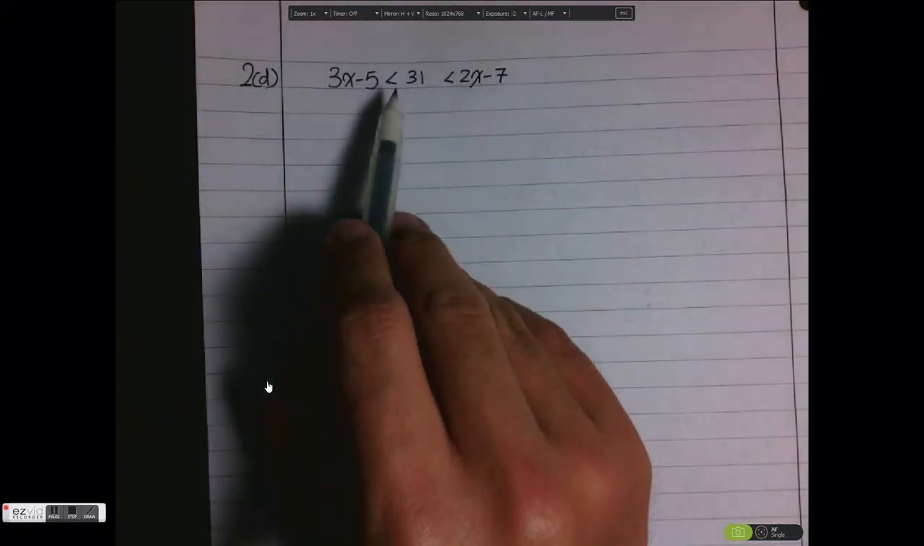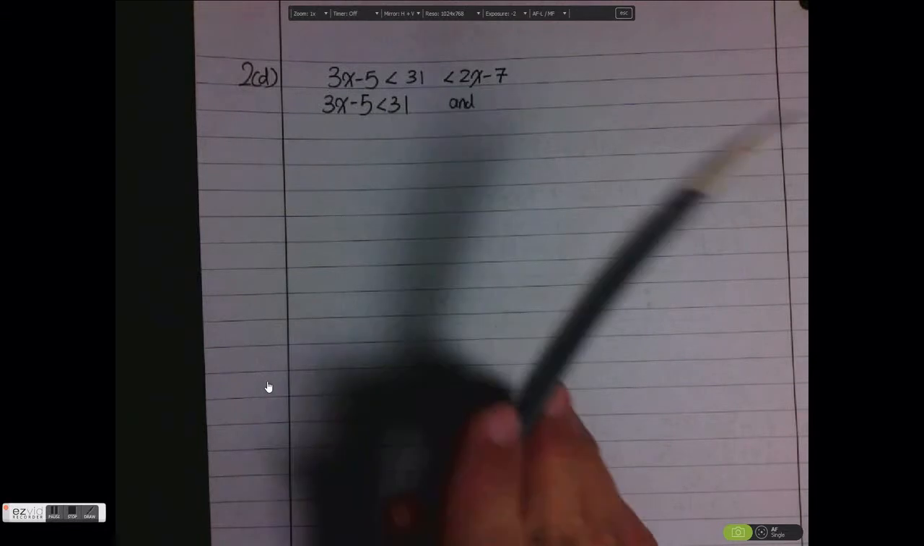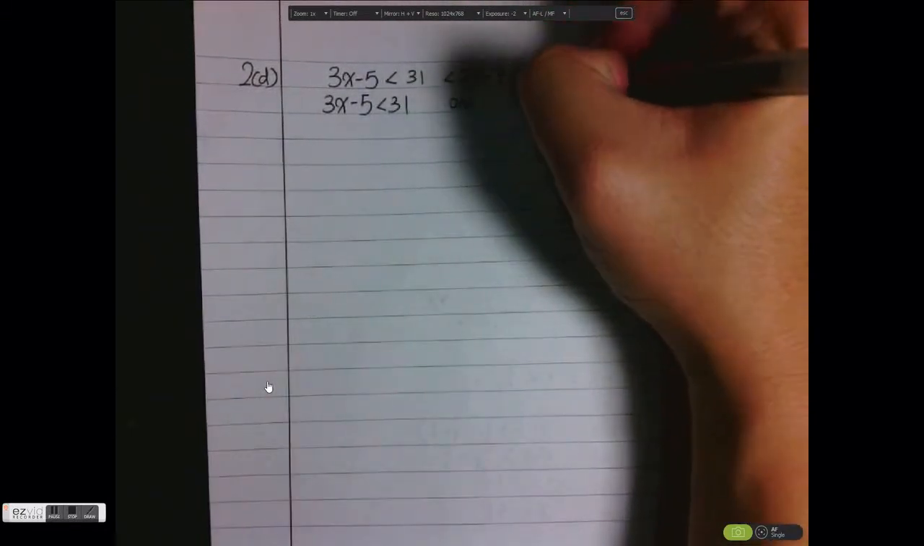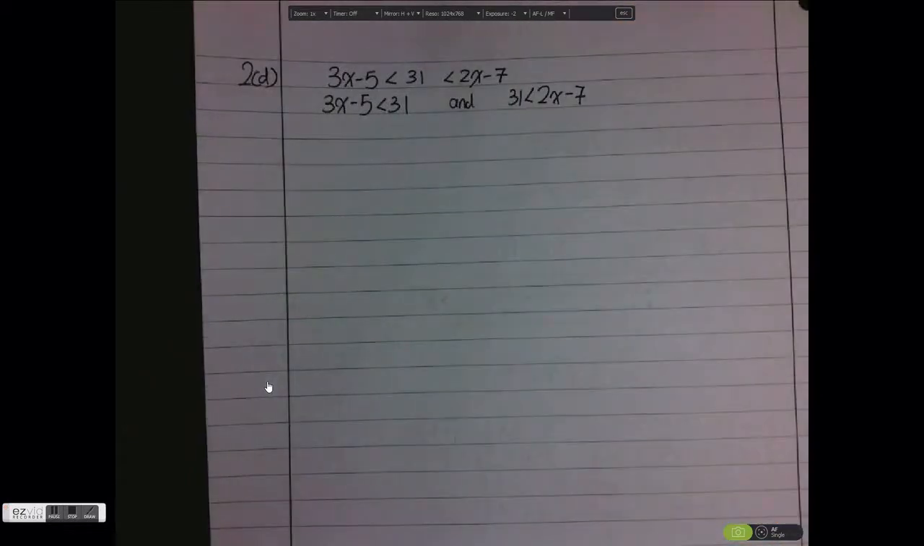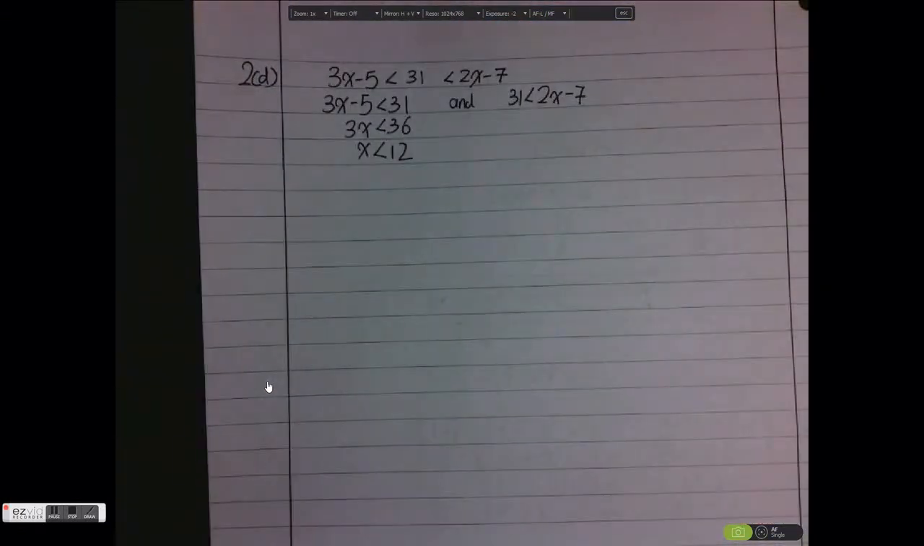First we can take 3x minus 5 is lesser than 31. So I write it down. I create my first inequality, and I take this part and write 31 is less than 2x minus 7. The rest of the steps remain the same in this case, so we shall solve the one on the left first. We get 3x is lesser than 36 and finally x is lesser than 12.